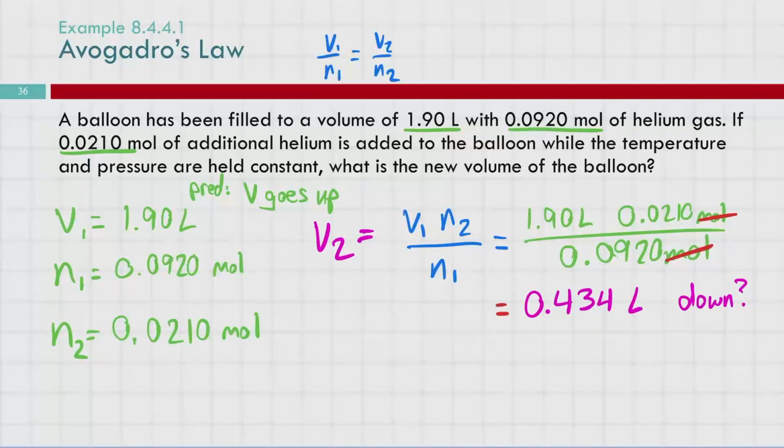It's not because the law states that they're proportional. So if the number of moles goes down, then the volume is going to go down. That's true. If our number of moles goes down, then our volume should go down. Did our number of moles go down?